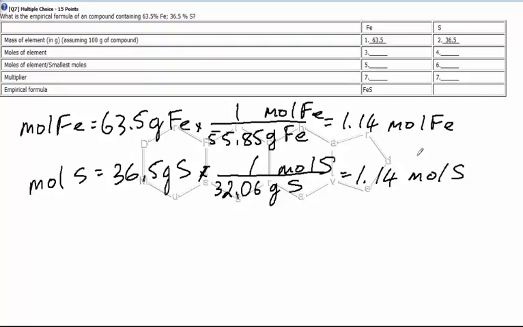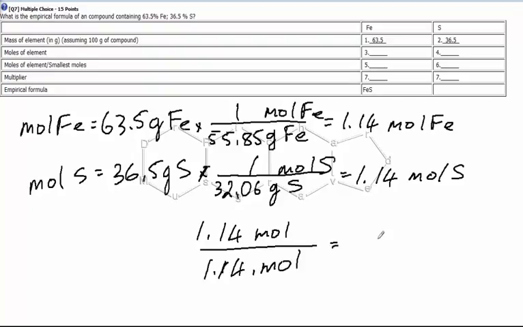And that's moles of Fe, and this would be 1.14 moles of sulfur. So as you can see, when we go ahead and divide each of these by the smallest one, which is basically itself, for the iron we'll have 1.14 moles divided by 1.14 moles. Forget about the units at this point, and we're going to end up getting 1 for the Fe.